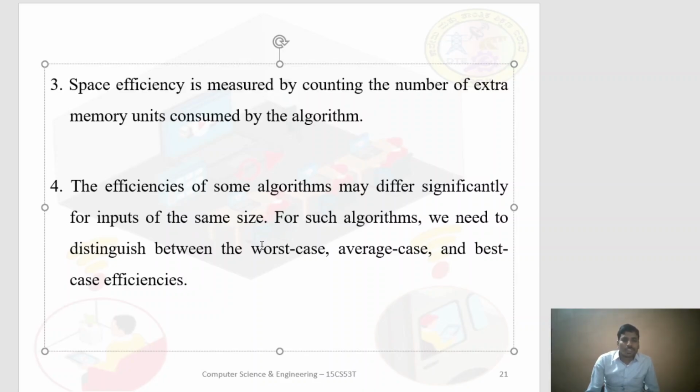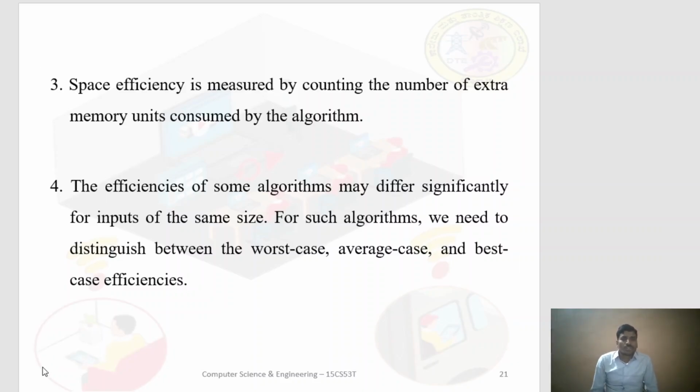So for the same input, different algorithms change efficiency as we go. For such algorithms we need to distinguish between the worst case, average case and best case efficiencies. Okay students, in today's session we discussed orders of growth of various functions and worst case, best case and average case efficiency with the help of the linear search algorithm.